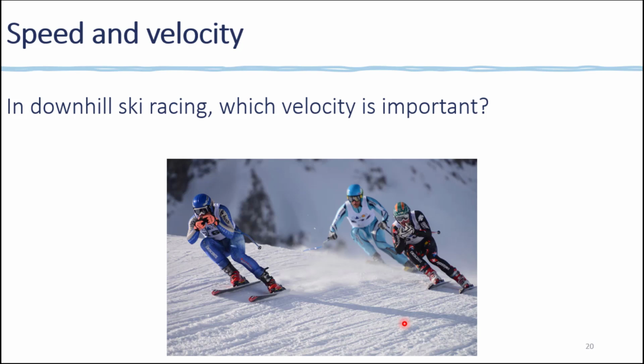In downhill skiing, which velocity do you think would be more important, average or instantaneous? It's not so much the instantaneous resultant velocity that is important. It's the component of this velocity in the direction down the hill that will have the greater effect on the results of the race.